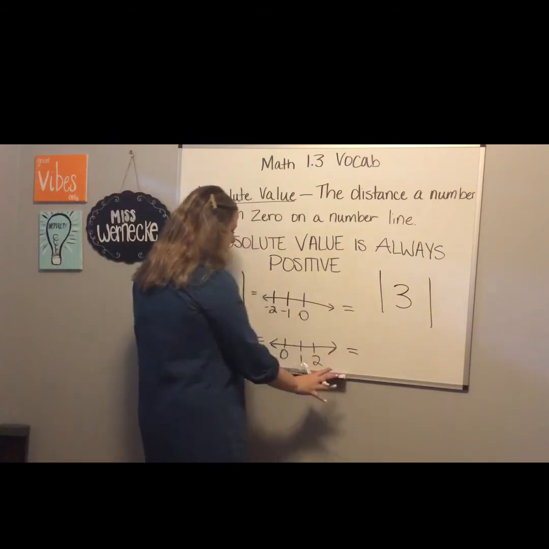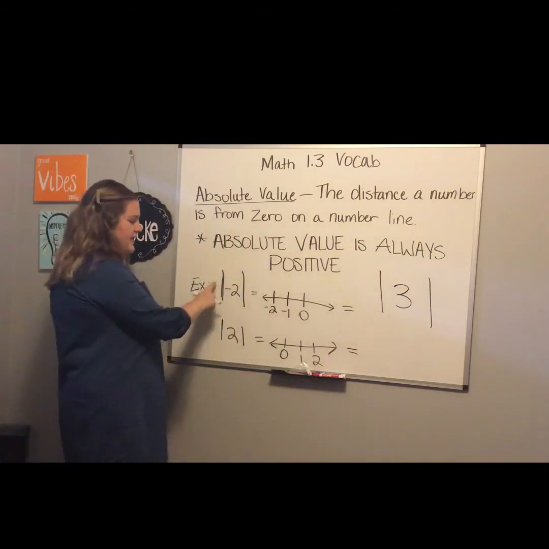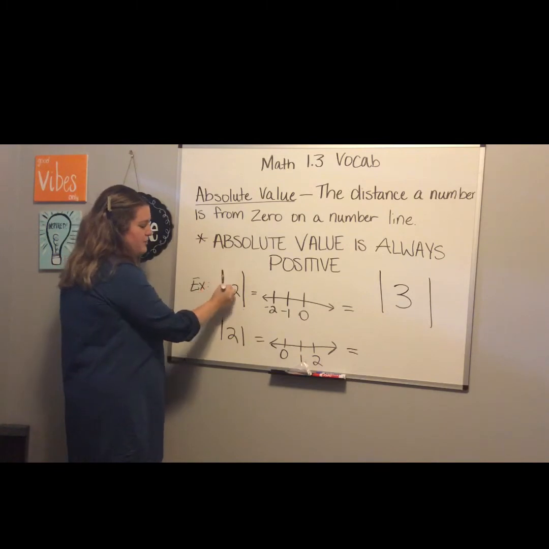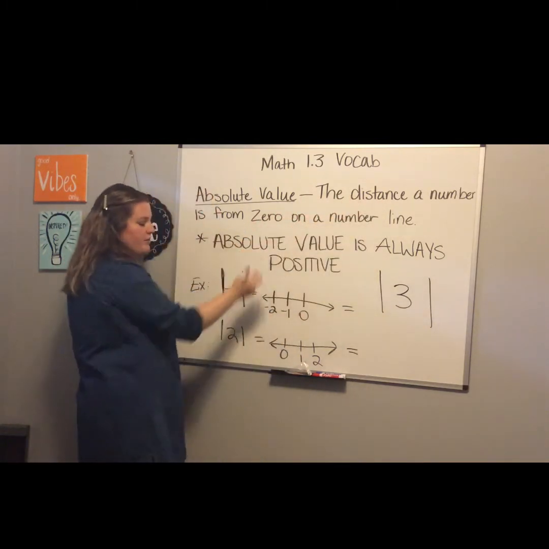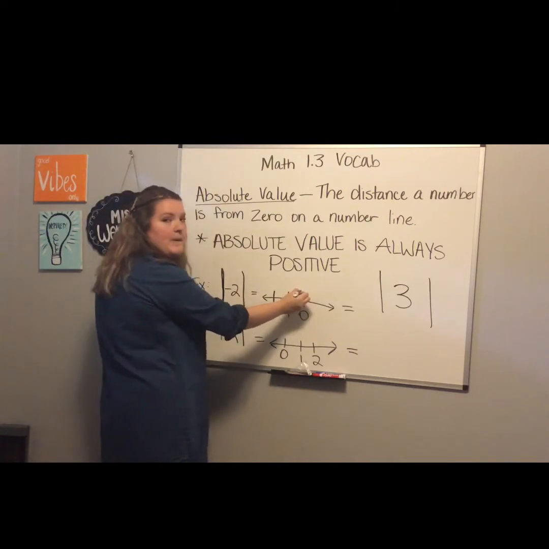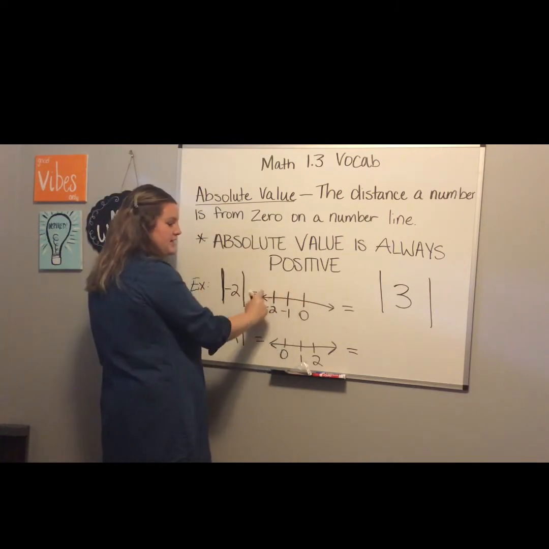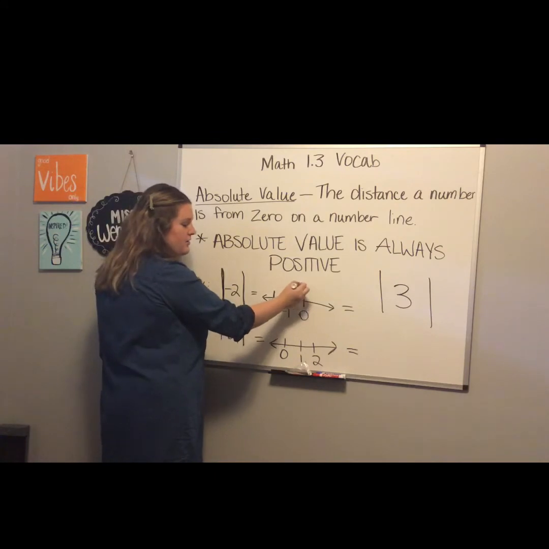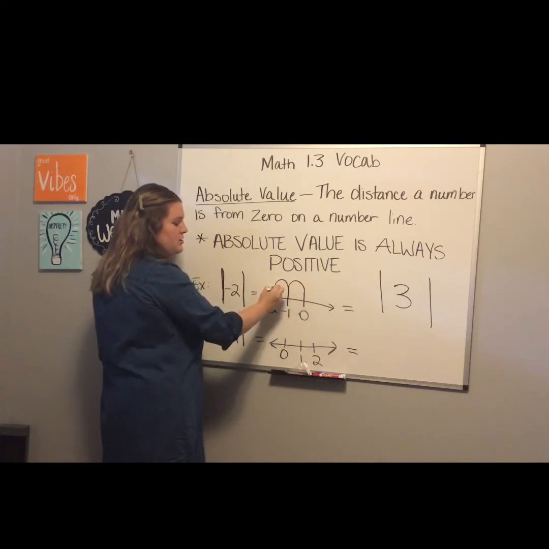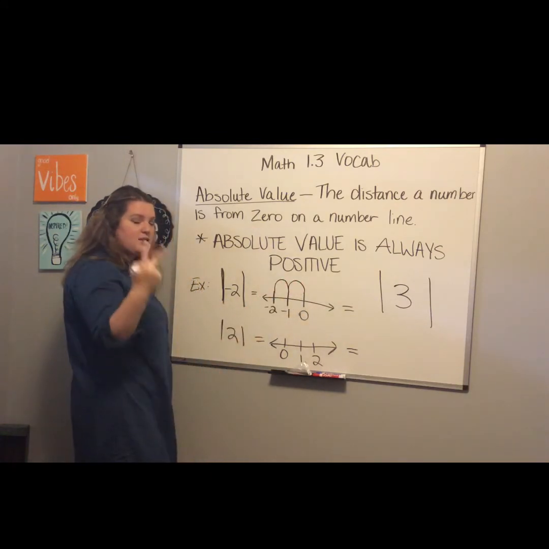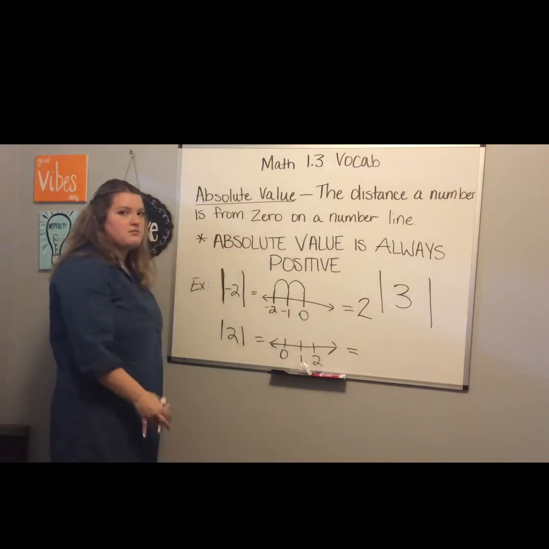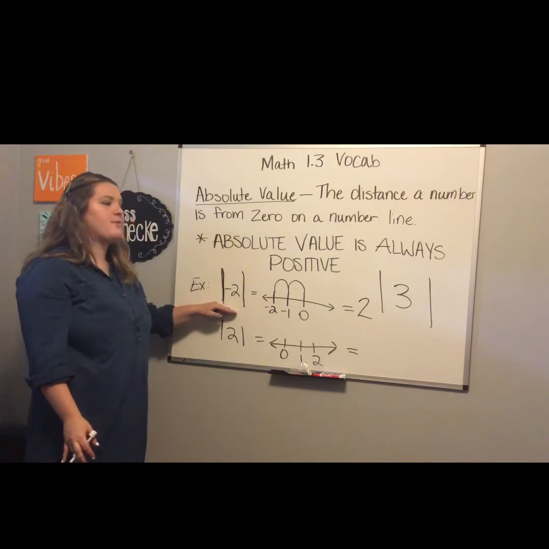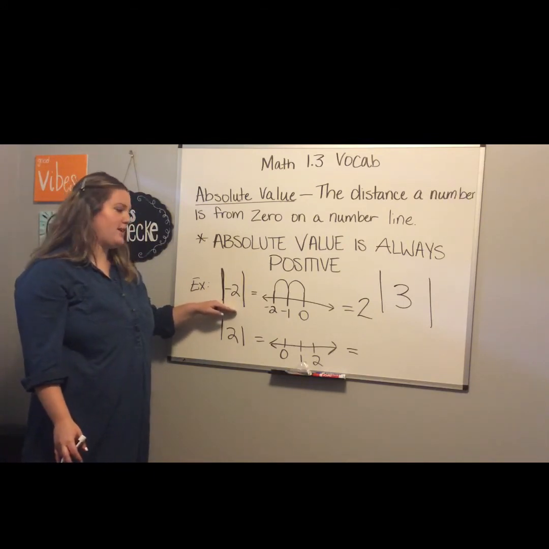The easiest way to do this is the absolute value of -2. So we're looking for the distance a number is from 0. So we have 0. How many times do we have to skip to get to -2? 1, 2. It was 2 times. So the absolute value is 2. It's not asking for the opposite, it's just asking for the absolute value.